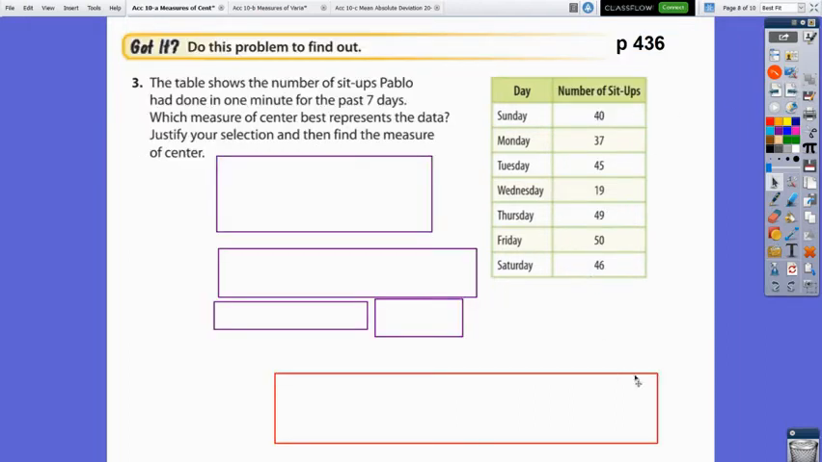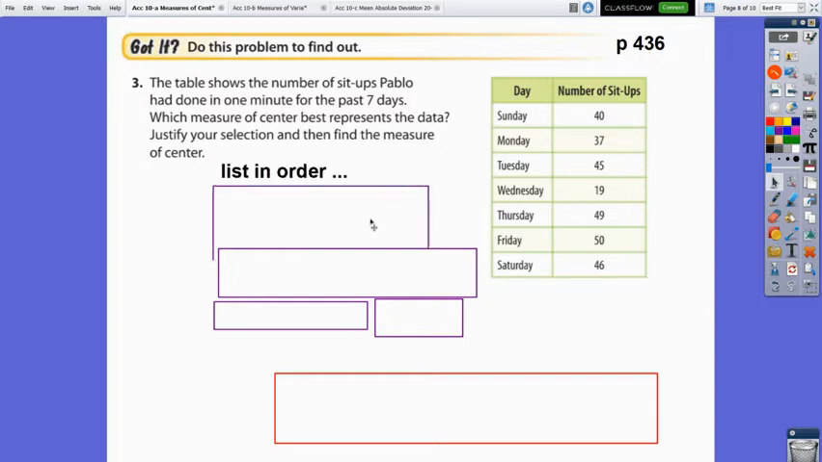All right, so one for you. This table shows Pablo's sit-ups that he does in a minute for the past 7 days. Which measure of center is the best one to use? And then, figure out what it is. Okay, so which measure of center is the best one to use for this set of data?